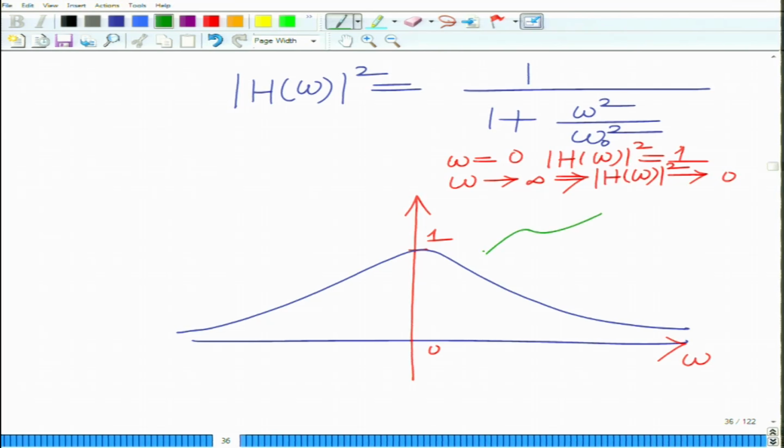So, this is clearly a non-ideal low pass filter, okay, because it does not have any sharp edges, but it is smoothly decaying to 0, the gain is decaying to 0 as omega tends to either minus infinity or infinity. So, this is basically your non-ideal low pass filter.